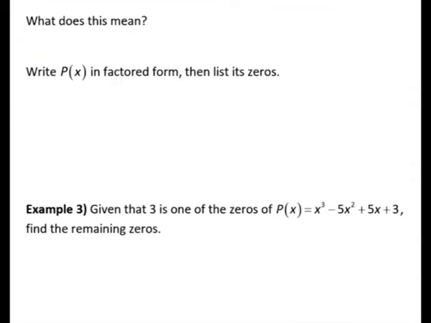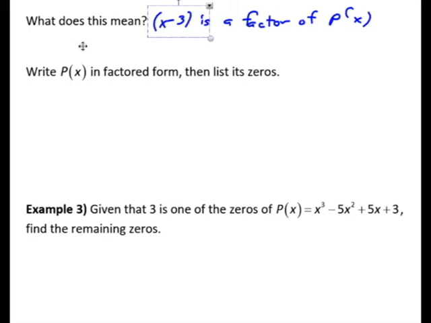Let's look at what this means. This tells us two things. First, that x minus 3 is a factor. But more specifically, p of x is equal to the product of x minus 3 with the quotient we found.